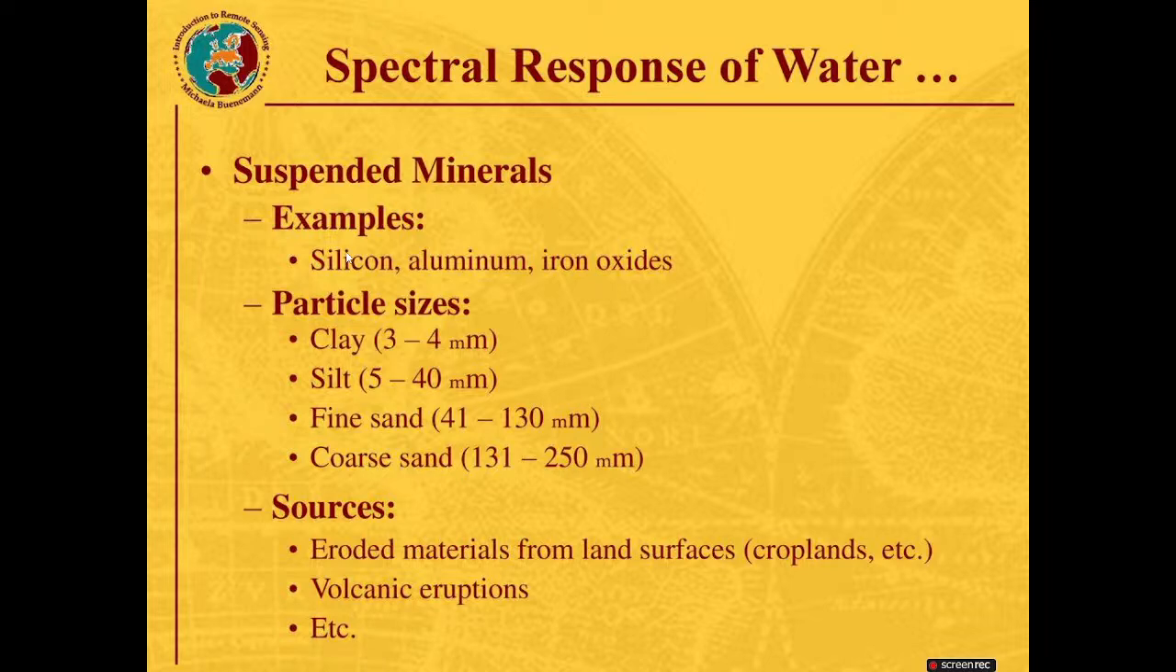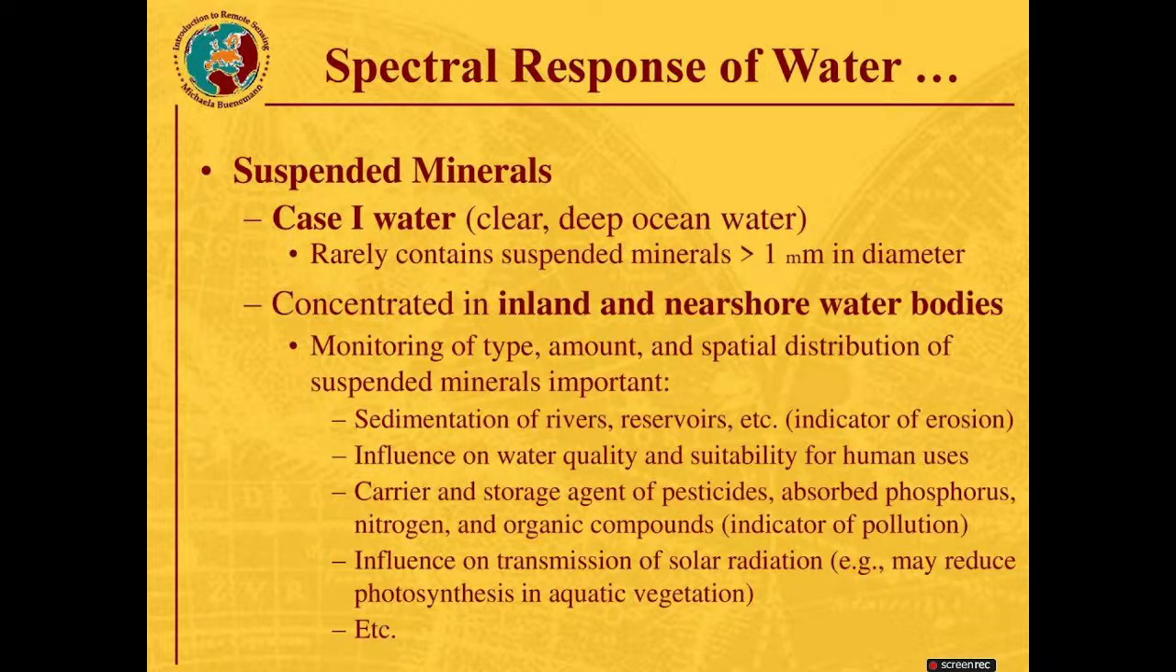It can be silicon, aluminium, or iron oxide. For particle size, you can see silt is 3 to 4 millimeter, silt 5 to 40 millimeter, fine sand 41 to 130 millimeter, coarse sand 131 to 250 millimeter. There are different sources we can get, for example eroded materials from the land surface, volcanic eruption, and others. These are sources of suspended mineral in the water body. Clear deep ocean water rarely contains suspended mineral larger than 1 millimeter in diameter.